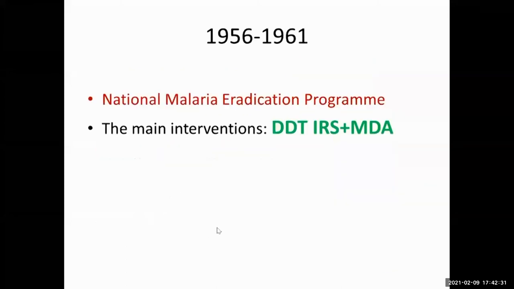And then along with the world, we embarked on the National Malaria Eradication Program, but not fully. It started from 1956, but we had to abandon it because of insecticide resistance in 1961. Again, using DDT, IRS, and MDA.